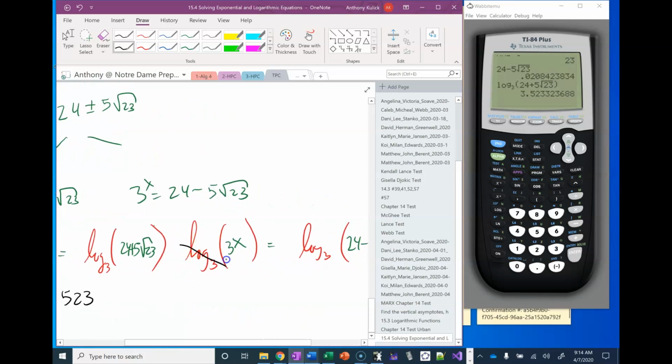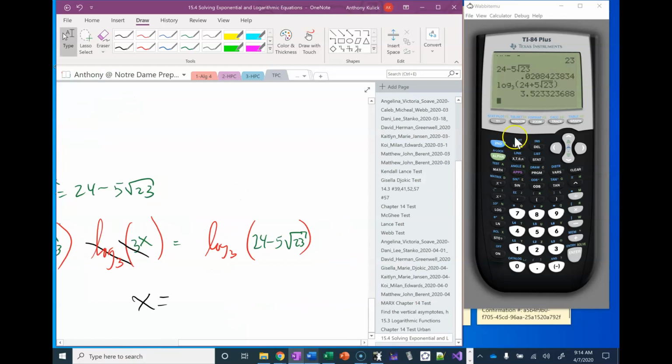If I do the same thing here, those cancel. And rather than retyping this all in, I can press second and enter, which will give me the last line I typed in. And I can just scroll over here to the plus and turn it into a subtraction symbol. And that gives me negative 3.523.